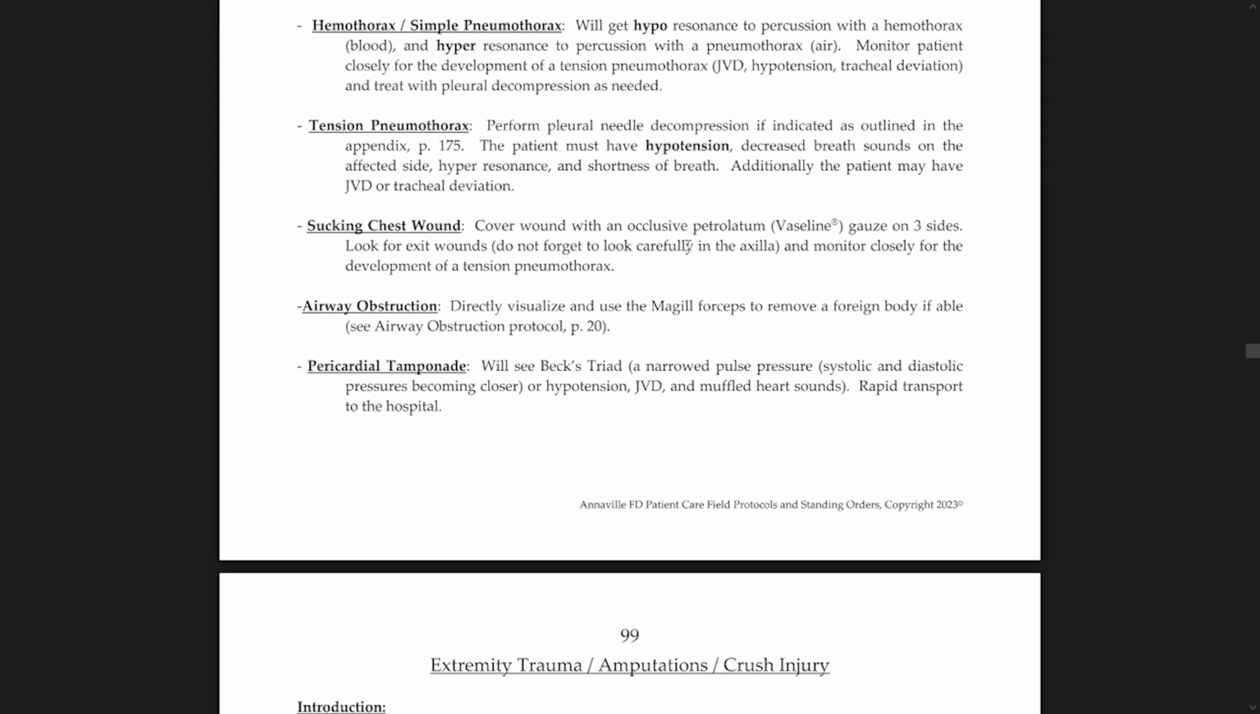Monitor the patient closely for the development of a tension pneumothorax, which will present with JVD or jugular vein distension, hypotension, tracheal deviation, and treat with pleural decompressions as needed. For a tension pneumothorax, perform a pleural needle decompression if indicated as outlined in the appendix on page 175.